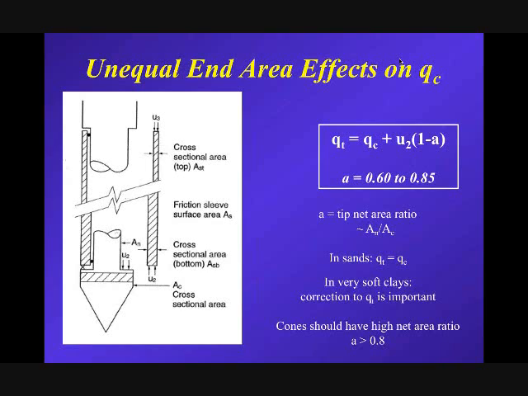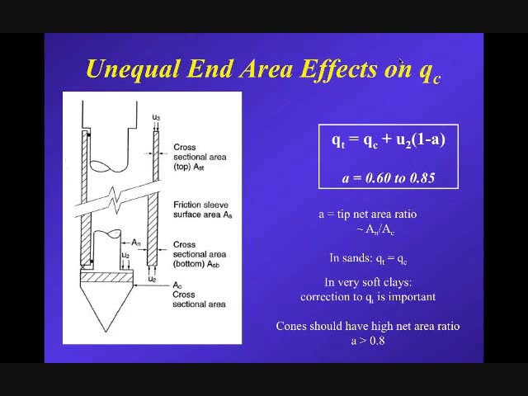And most cones have a net area ratio somewhere between 0.6 and 0.8, and so you're adding on a correction of about 0.2 to 0.4 of the water pressure, which in sands is almost an insignificant correction. So in the literature, quite often you'll see QC talked about for sands, because there's essentially no difference between QT and QC in sands, because QC is a very big number, hundreds of atmospheres, where the water pressure is essentially free draining, so it's hydrostatic, it's a relatively small number.